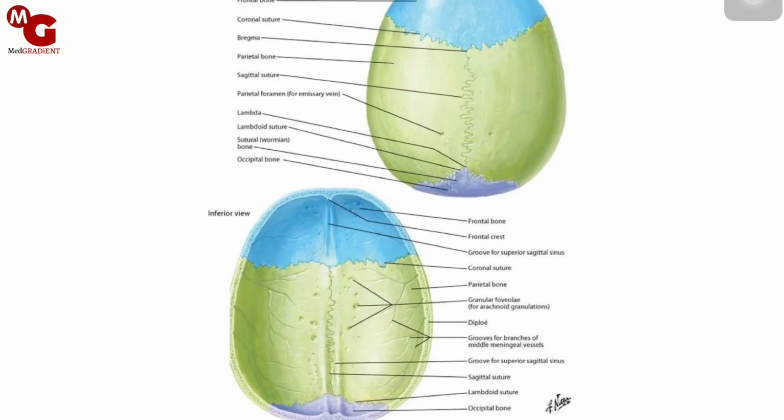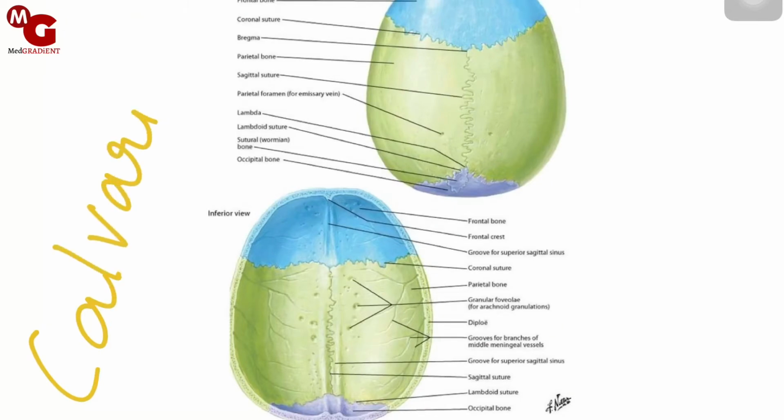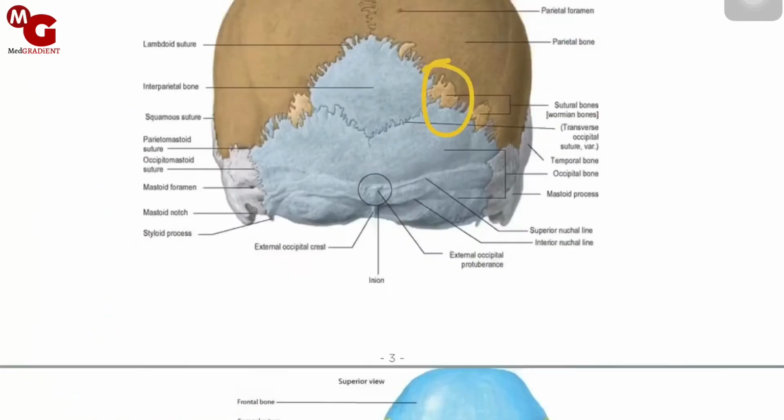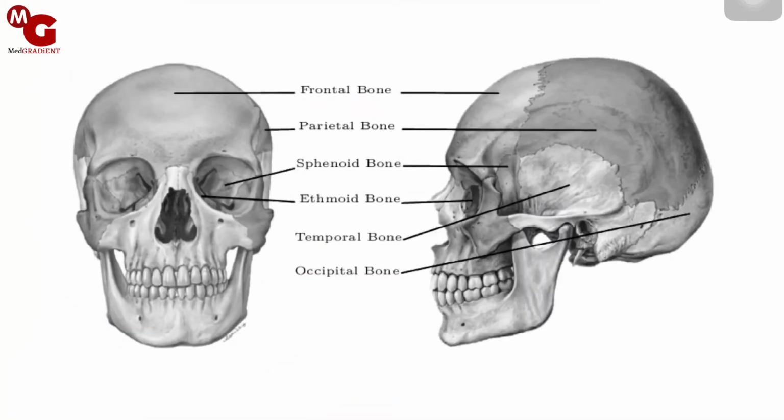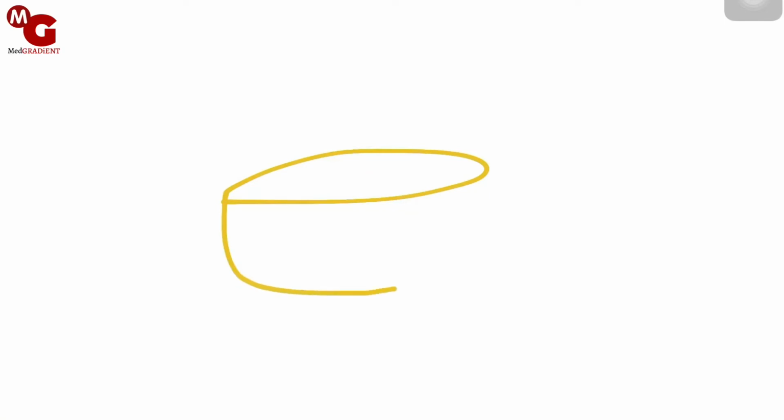Now, this is what we call the calvaria, or the lid to our brain box. Let me tell you something. Now, just imagine you have a box, right?